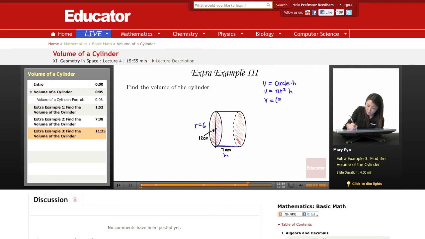So pi, I'm going to use 3.14. The radius is 6 squared times the height, which is 7. Now again, we have to take care of this exponent before we multiply any numbers together. So 3.14 times 6 squared, that's 6 times 6, which is 36. And then we're going to multiply that number by 7. Okay, so let's go ahead and multiply those two numbers together.